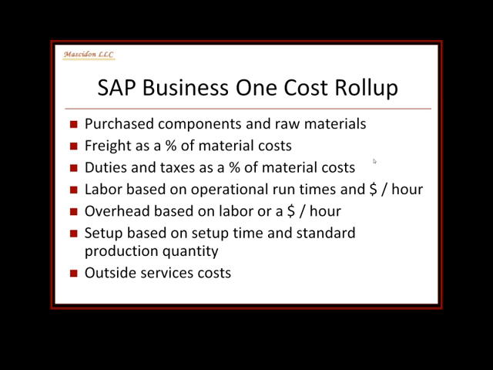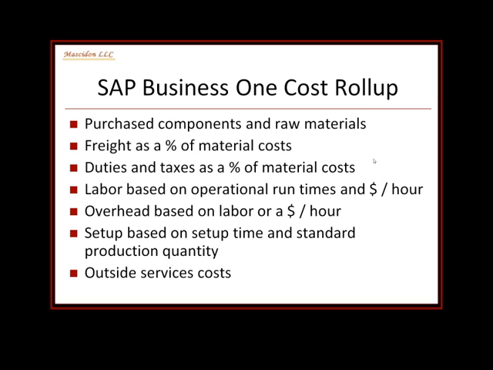Within the SAP Business One cost roll-up, we track these costs: purchase costs for raw materials and components. That obviously comes through normal SAP Business One processes. We also have freight as a percentage of raw material costs. We also have duties and taxes as a percentage of material costs.